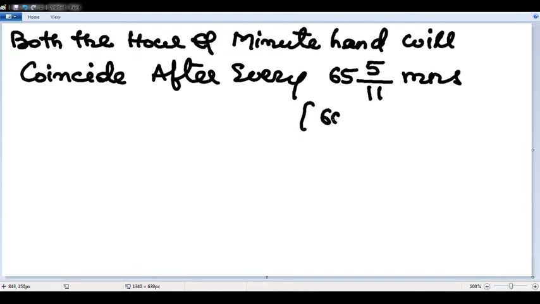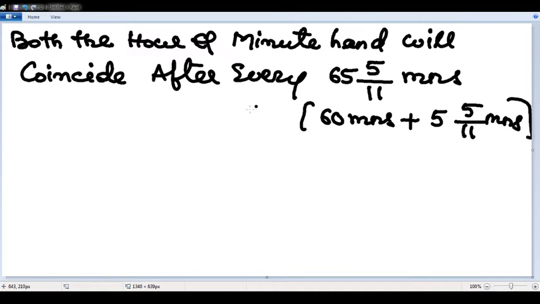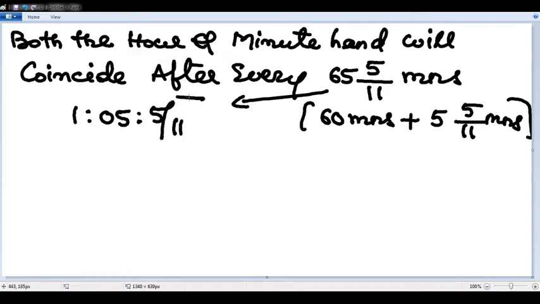So it is nothing but 60 minutes plus 5 by 11 minutes. 60 minutes is nothing but 1 hour. So they will coincide after every 1 hour 5 by 11 minutes. Very important concept. Hour hand and minutes hand will coincide after every 1 hour 5 by 11 minutes.